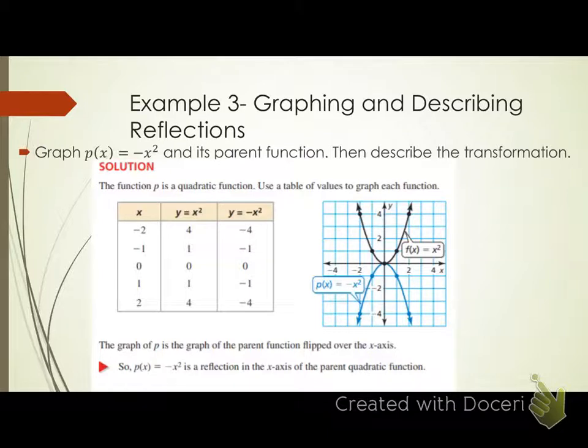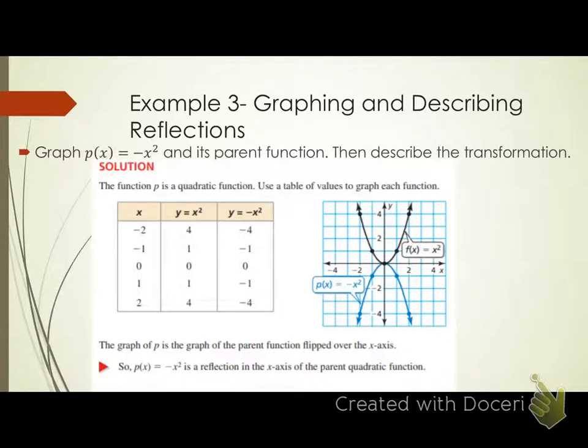So I plug in negative 2. What's negative 2 squared? Negative 2 times negative 2? 4. That's why we get negative 2 comma 4. Does everyone see that? And we plug negative 1 in. What's negative 1 squared? Negative 1 times negative 1? 1. So our next ordered pair is negative 1, 1. Plug 0 in. What's 0 squared? 0, so I get 0, 0.